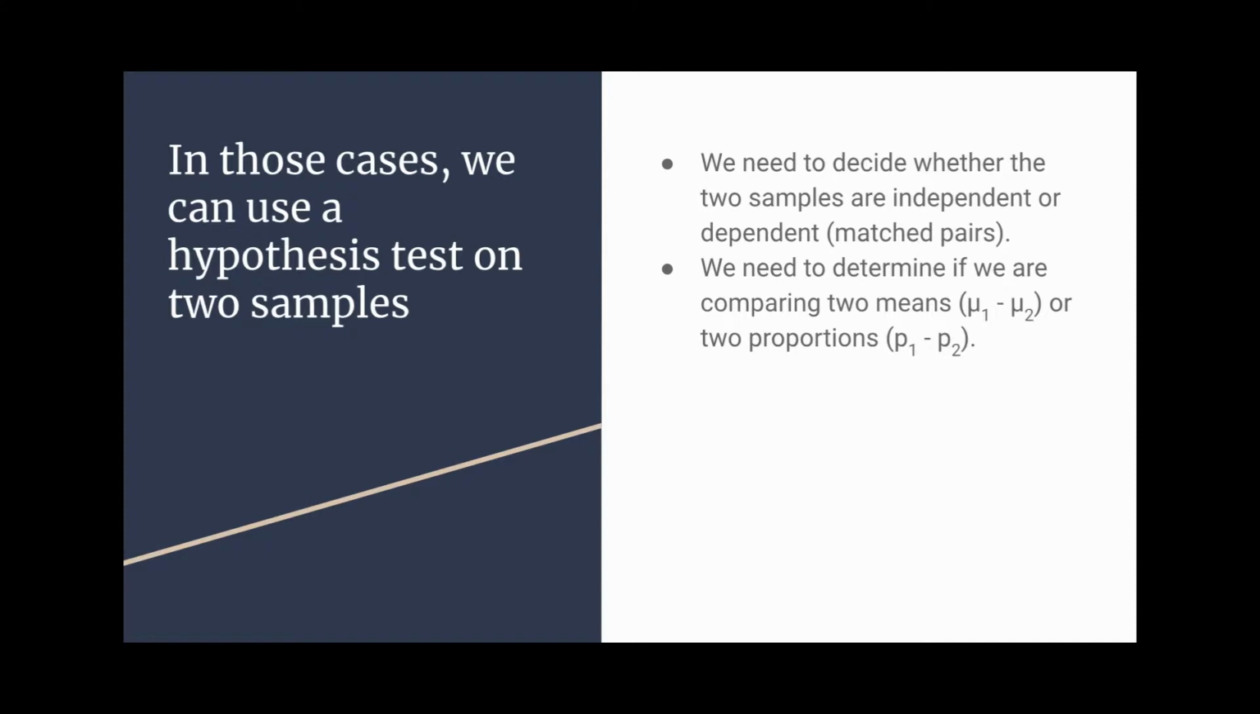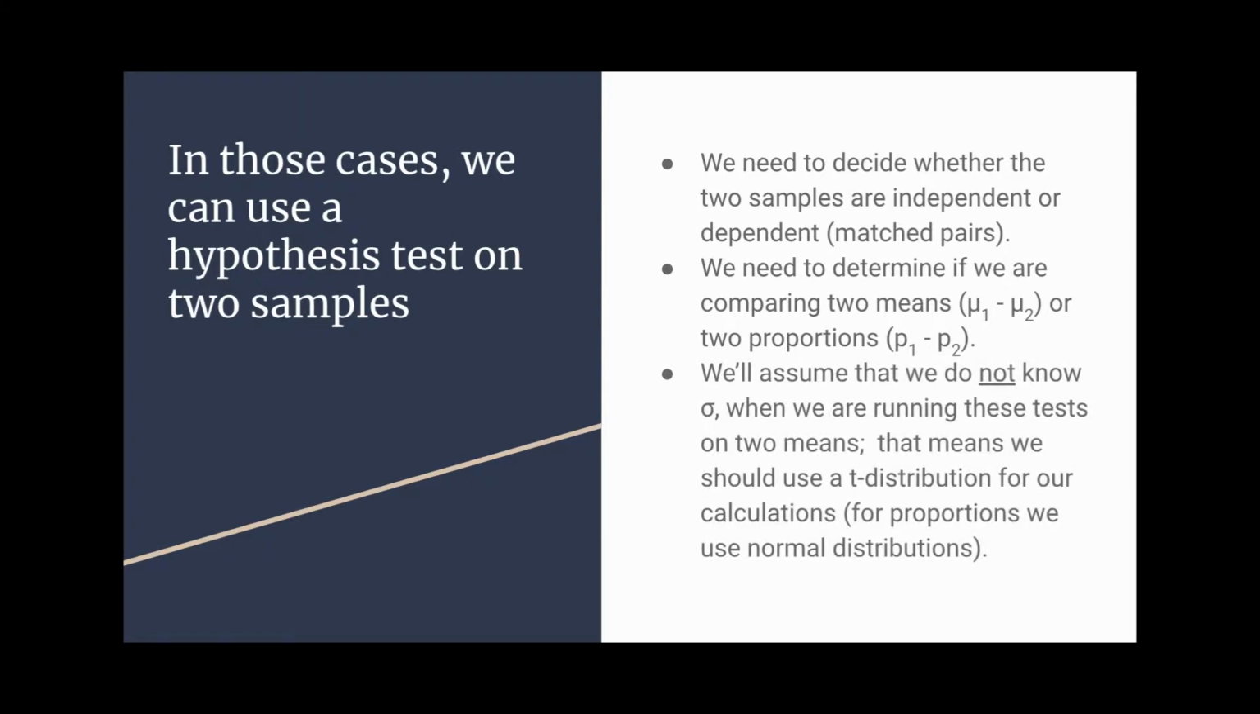I think most of the examples in the assignment compare means rather than proportions, but a lot of this still works on proportions as well. And when we're talking about means, we're going to assume that we do not know sigma. That's generally the case when we're doing statistics, and so that means we're going to use a t-distribution for our calculations. And whenever you use proportions, we're going to use a normal distribution, but the spreadsheet that I'm going to show you takes all of that into account for you.